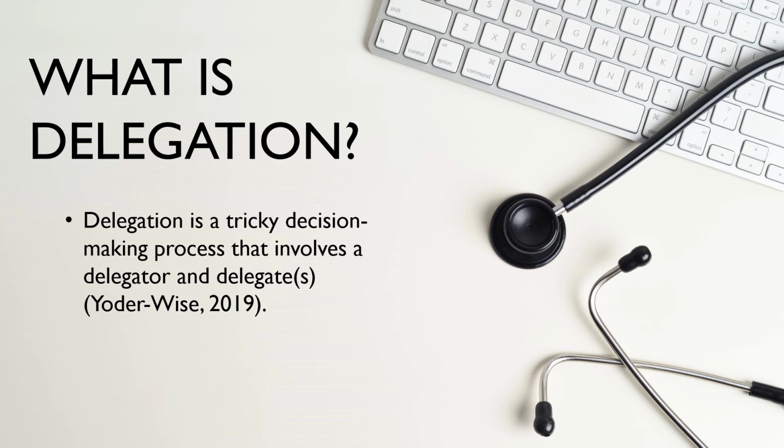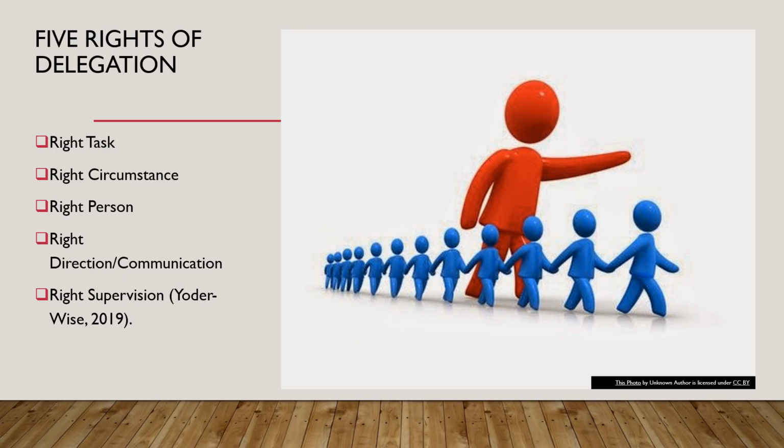This has to be done in nursing using the 5 rights of delegation. So the 5 rights of delegation include right task, right circumstance, right person, right direction and communication, and right supervision. All of these have to be included to make sure that the task that's being delegated is appropriate for the person completing it.